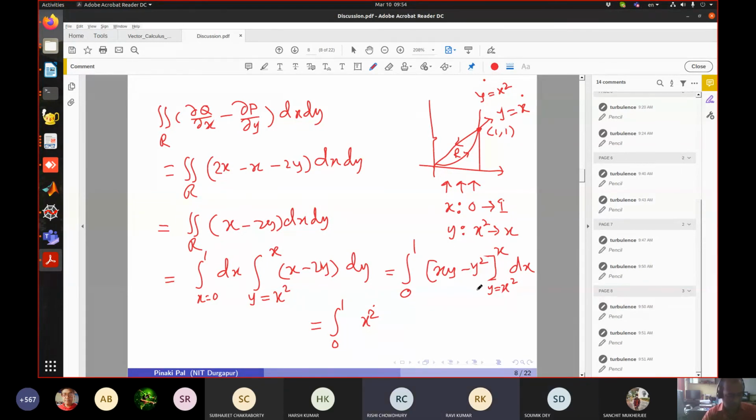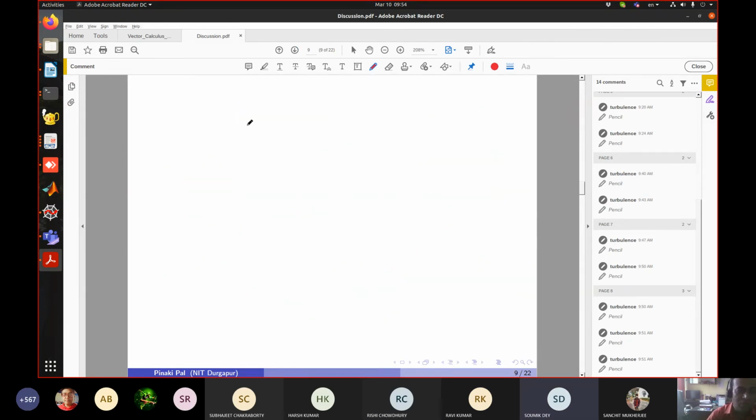Then with the lower limit we get x to the power 4 minus x cube. Integrating, we get minus 1 by 5 plus 1 by 4, which is minus 1 by 20. So you see we are getting minus 1 by 20 on both sides.